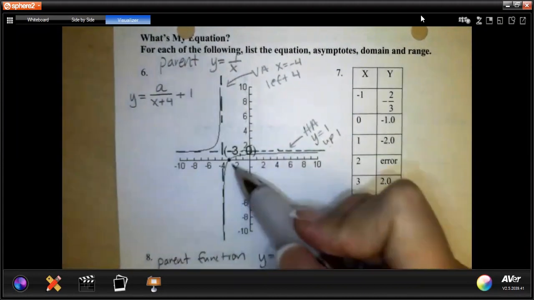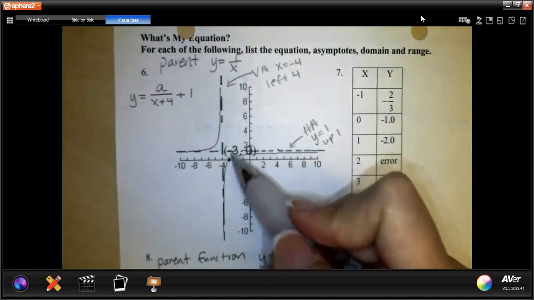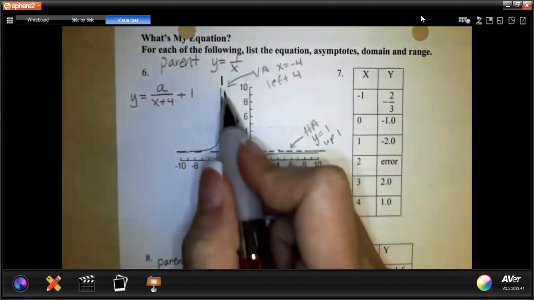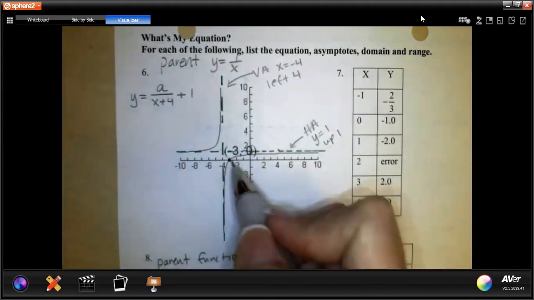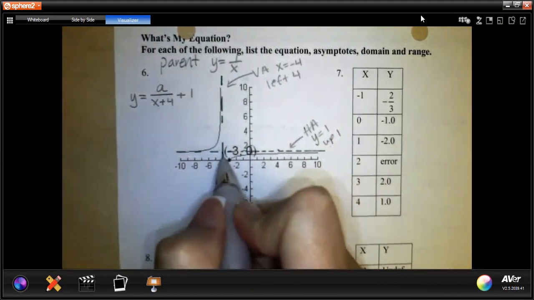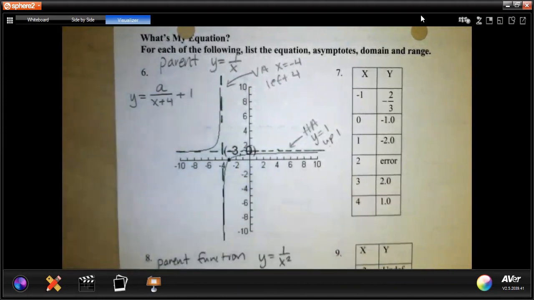Some people are able to see the distance from that and find if there's a vertical stretch or compression there. Like you can see that the graph, instead of being in this quadrant and this one, it has flipped, so we know there's a reflection there. And really, it's only 1 unit and 1 unit, so there's not really a stretch or compression. That's the way you would get it from a graph. But again, you can plug in a point and solve that way.